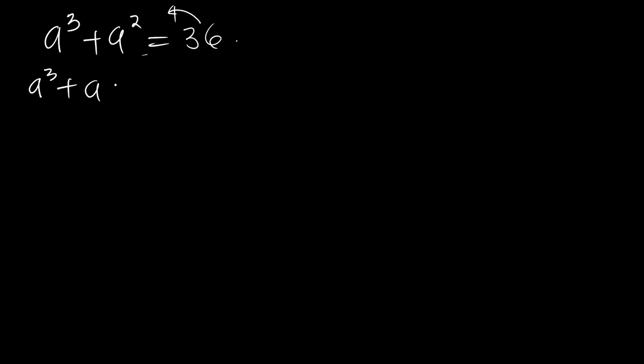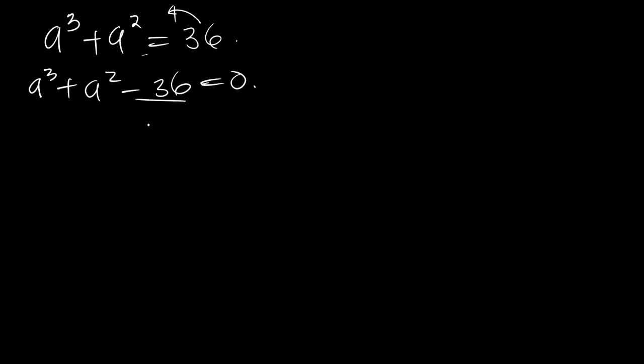Now you have a to the power 3 plus a to the power 2 is equal to 36. Now we are asked to find a. So I'm going to move this 36 to the left hand side, and you have a cubed plus a squared minus 36 is equal to 0.